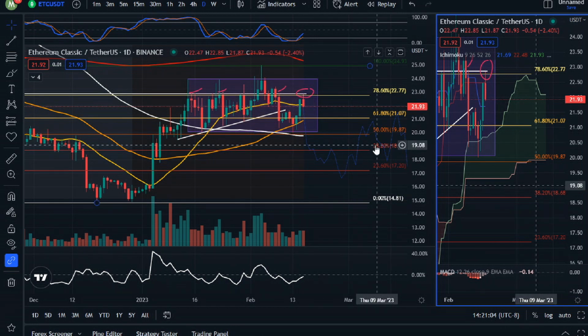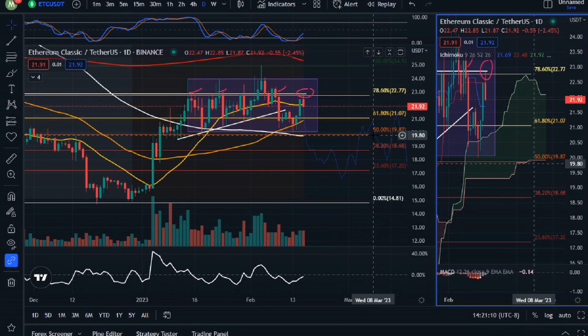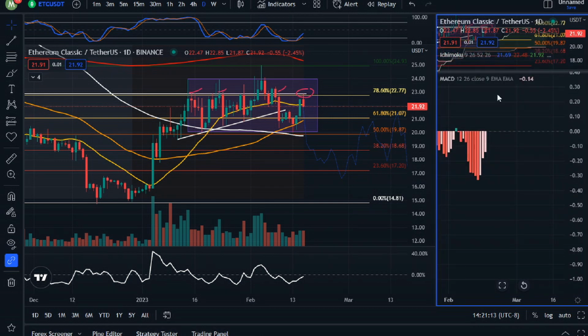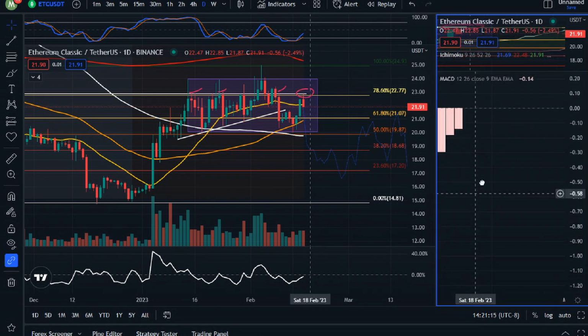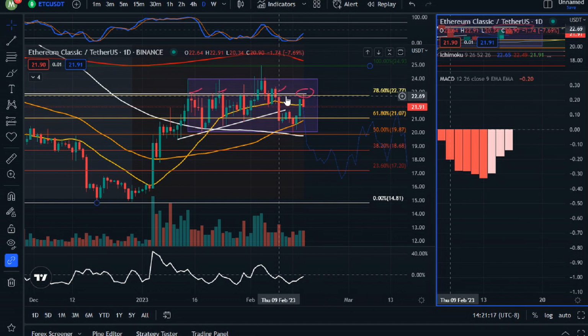So that's my video here for Ethereum Classic. We are going to be monitoring it for the next couple of days to see either a retest of that 50% or whether this MACD indicator momentum is slowing down drastically to come up and retest this area of resistance. But definitely let me know down below in the comments.